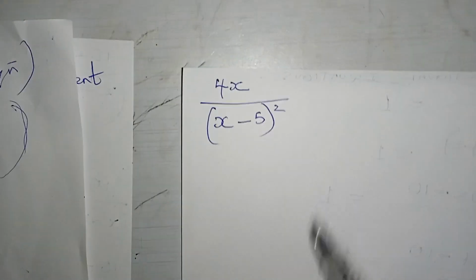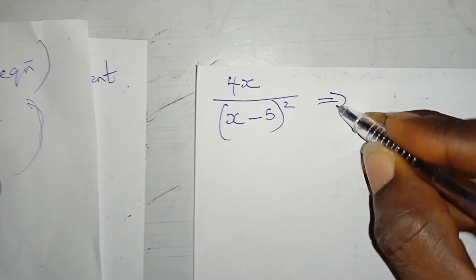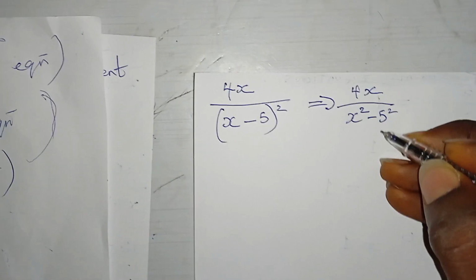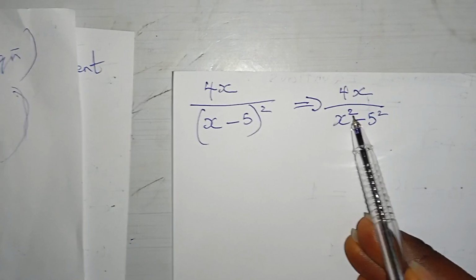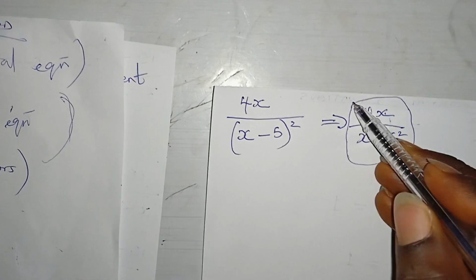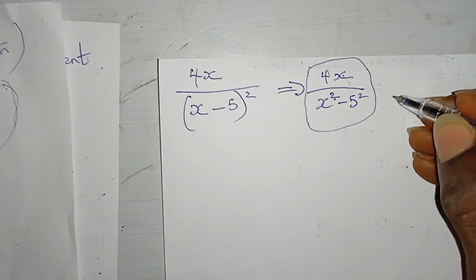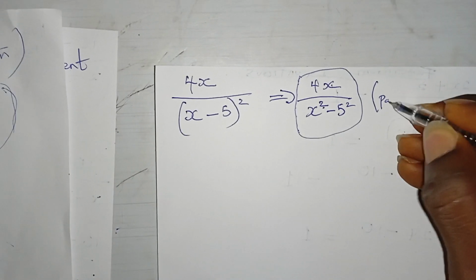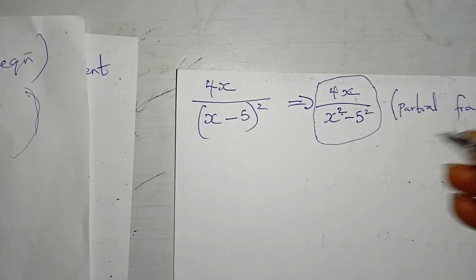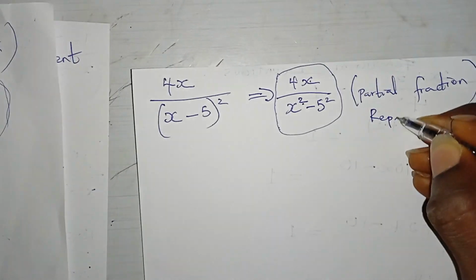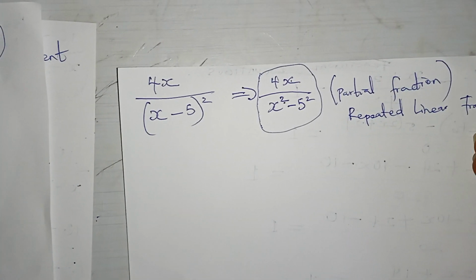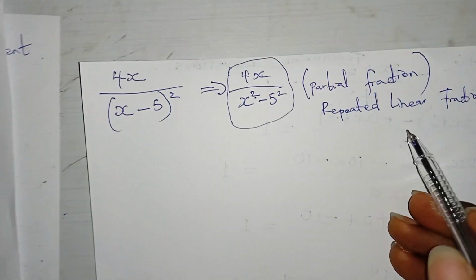So notice something. Do you know that this thing is the same as 4x all over x squared minus 5 squared? So notice the power of x in the denominator is greater than the x in the numerator. So this can be resolved only by what we call partial fraction. And this type of partial fraction is what we call a repeated linear fraction.